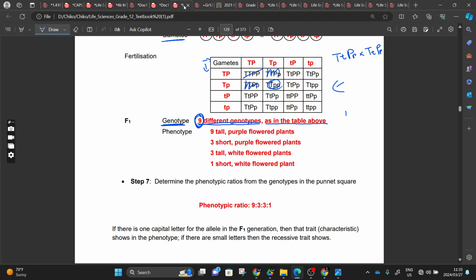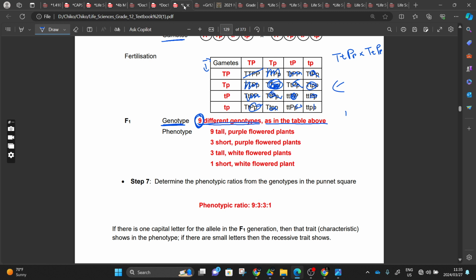Right? And then we have one here of this. And then we are going to have two of this. And then we're going to have four of this. And then we are going to have one of this. We are going to have two of this. And then we are going to have two of this. And we're going to have one of this.